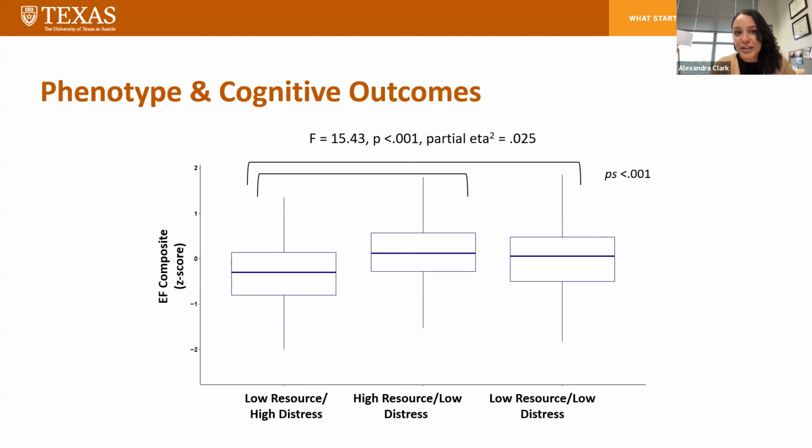If we take a look at objective markers of cognition too, and move beyond just self-report measures, we see similar kind of changes, okay? It looks like my figures got a little messed up here, but I'll say that we saw a similar pattern to that previous slide, that the low resource, high distress group had worse cognition when compared to those other two groups, okay? So not only do we see that they have higher memory concerns or complaints, but this is translating into objective markers of cognitive concern and impairment as well.